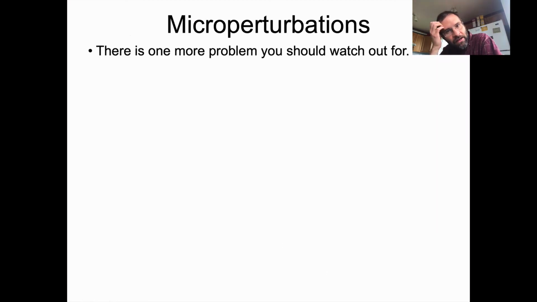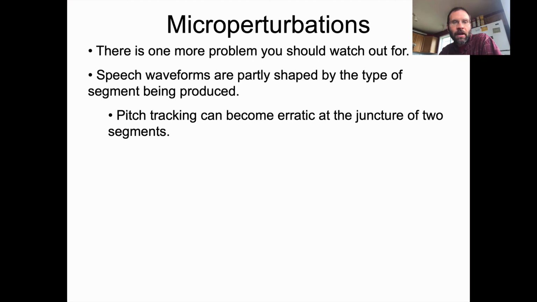Another illusion you can get is something called micro perturbation. So this is the result of the fact that the speech waveform you're looking at, the waveform that the pitch tracker is trying to figure out the fundamental frequency of, that waveform is shaped a little bit by the type of segment being produced. So the waveform itself has characteristic resonant frequencies, as we talked about in 341, and they're going to look a little bit different for different vowels. They're going to look a little bit different for different segments, like sonorants versus obstruents, that sort of thing.